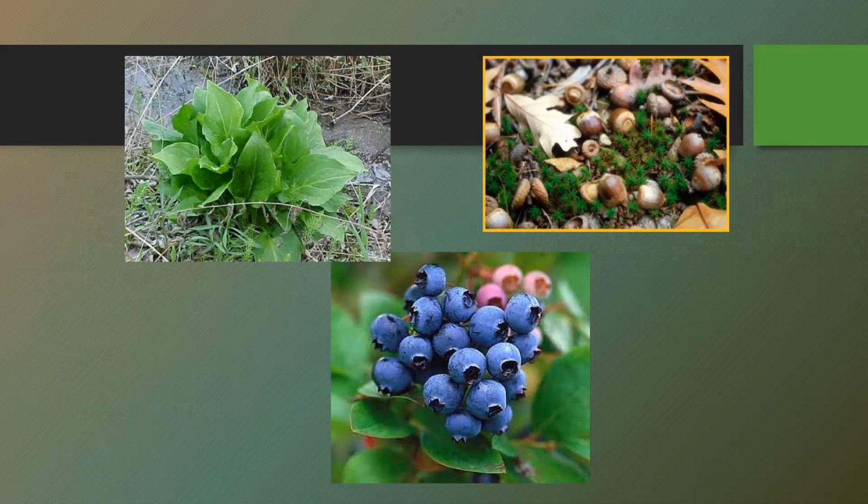So when we think about bear habitat, there has to be food available, but it also has to be habitat that's going to provide food across all 3 seasons, spring, summer, and fall.